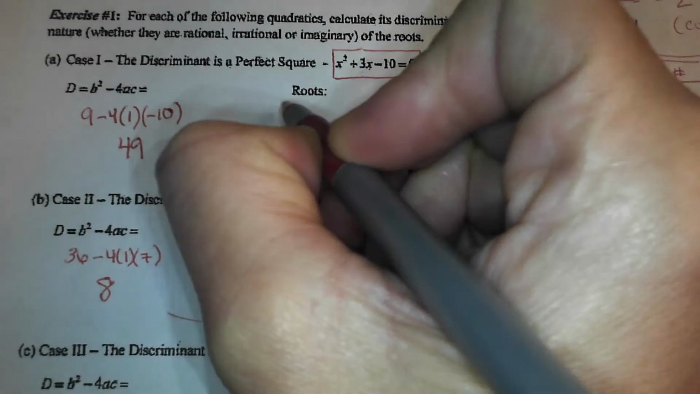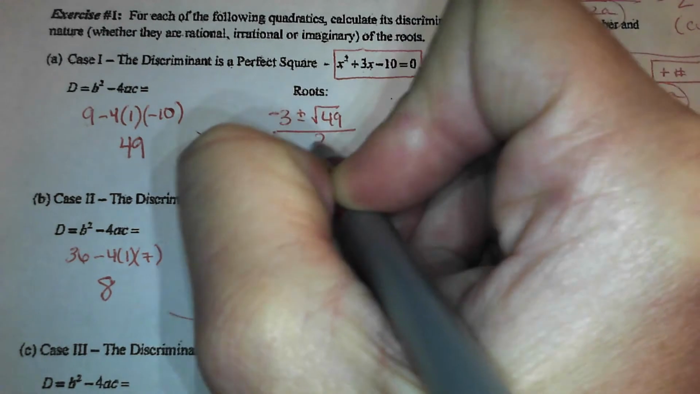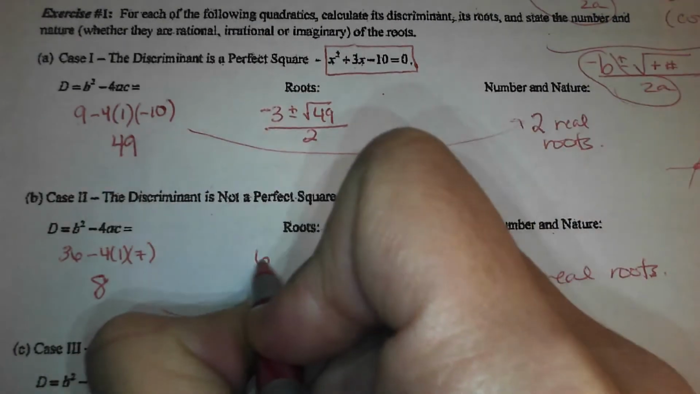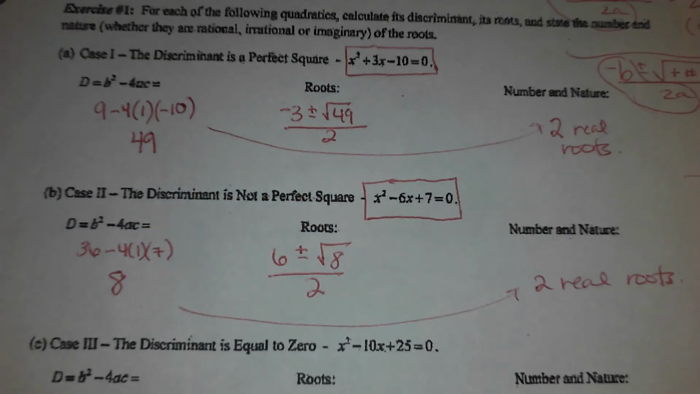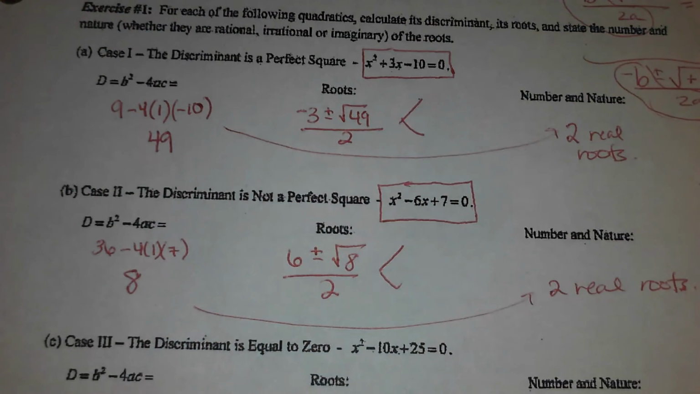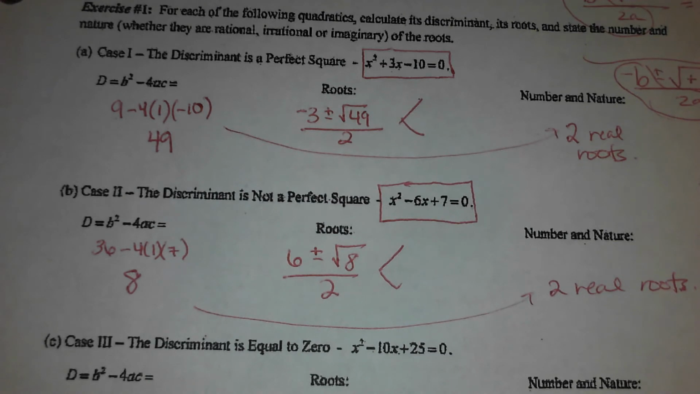In this case, you're doing negative 3 plus or minus the square root of 49 over 2. And in this one, you're doing 6 plus or minus the square root of 8 over 2. What's going to be the difference in these 2 roots versus these 2 roots? They're both going to be real. Which ones are going to be nicer? Chris? The top one. Because you're taking the square root of 49.